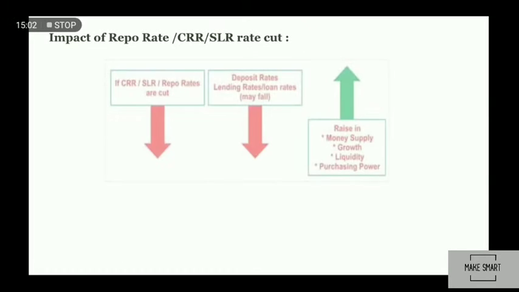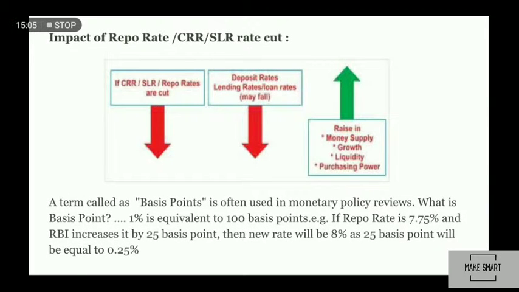Impact of repo rate, cash reserve ratio and statutory liquidity ratio. If CRR, SLR and repo rate are cut or go down, deposit rate, lending rate and loan rate may fall, and there is a rise in money supply, growth, liquidity and purchasing power also. If CRR, SLR and repo rate increase, then deposit rate and lending rate also increase.